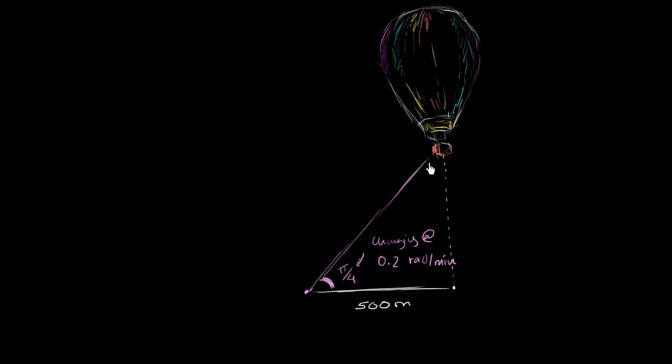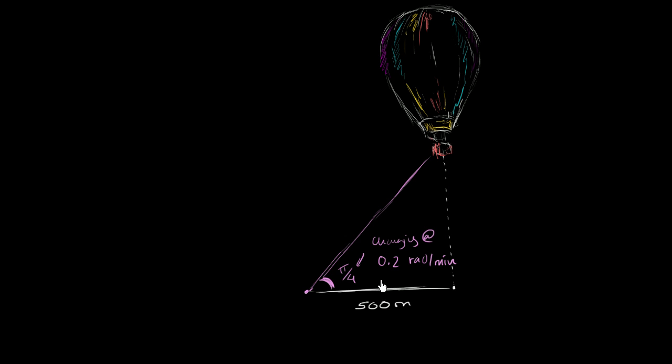Now, my question to you, or the question that you're trying to figure out as you watch this hot air balloon, is how fast is it rising right now? Just as the angle between the horizontal and the line between you and the hot air balloon is pi over 4 radians, and that angle is changing at 0.2 radians per minute.